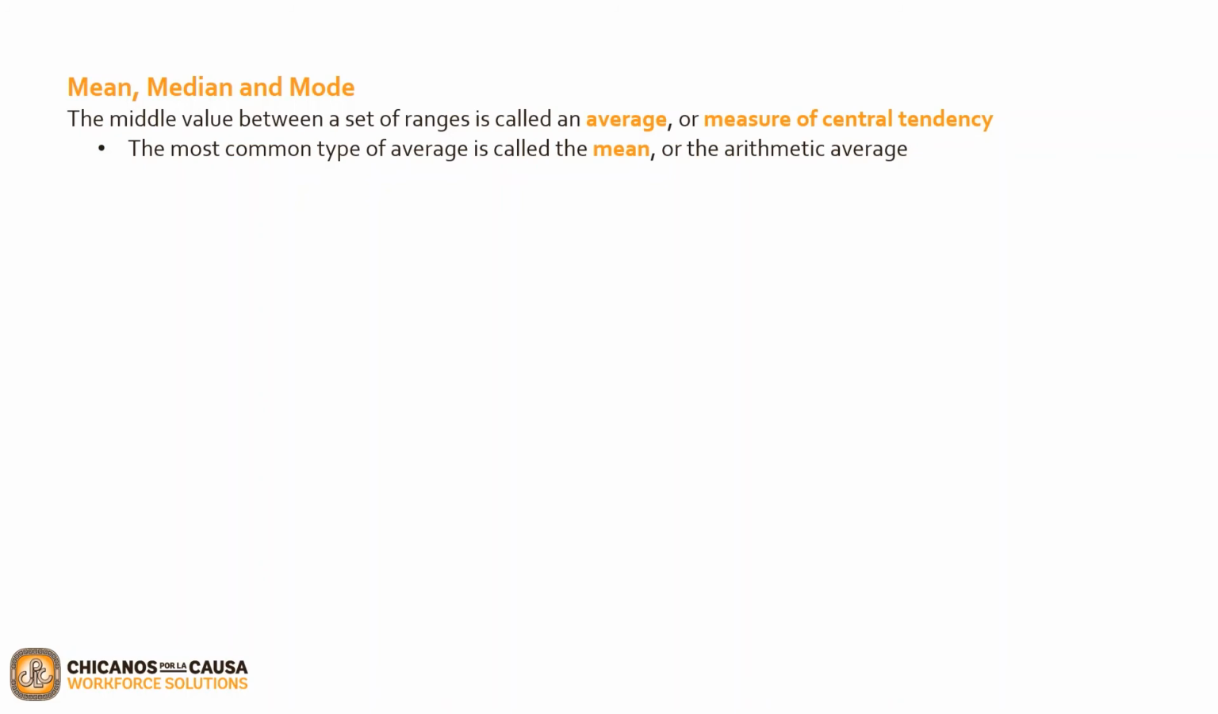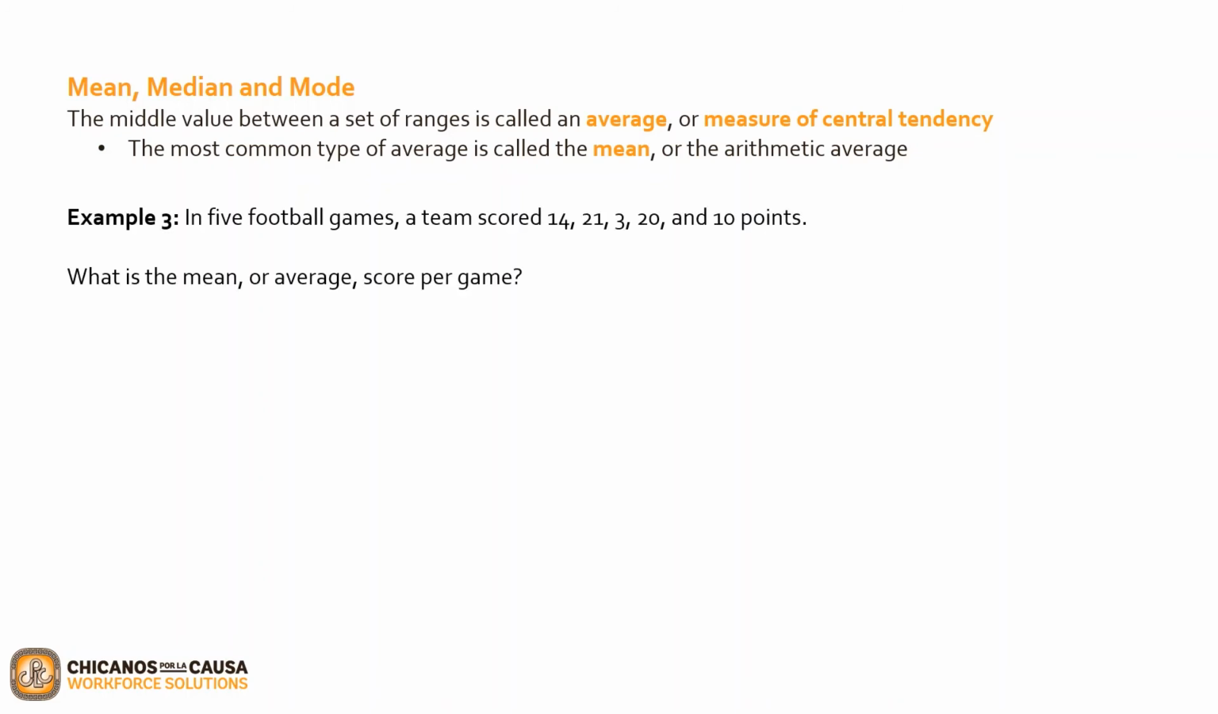So let's look at an example of this. Example 3. In 5 football games, a team scored 14, 21, 3, 20, and 10 points. What is the mean or average score per game?